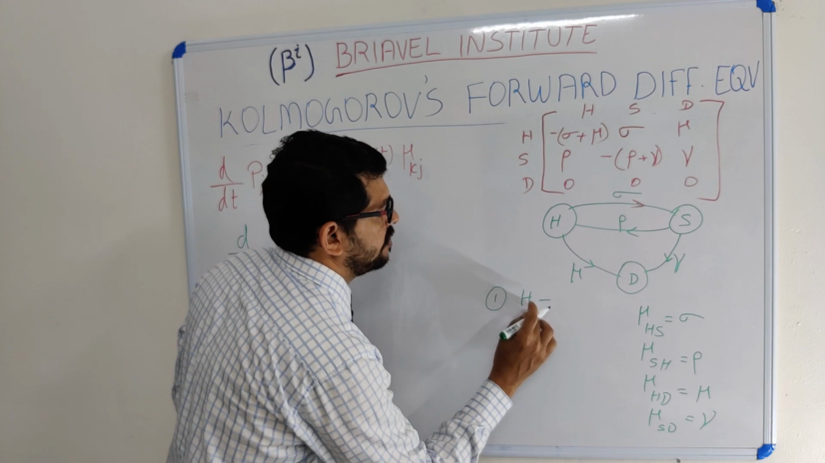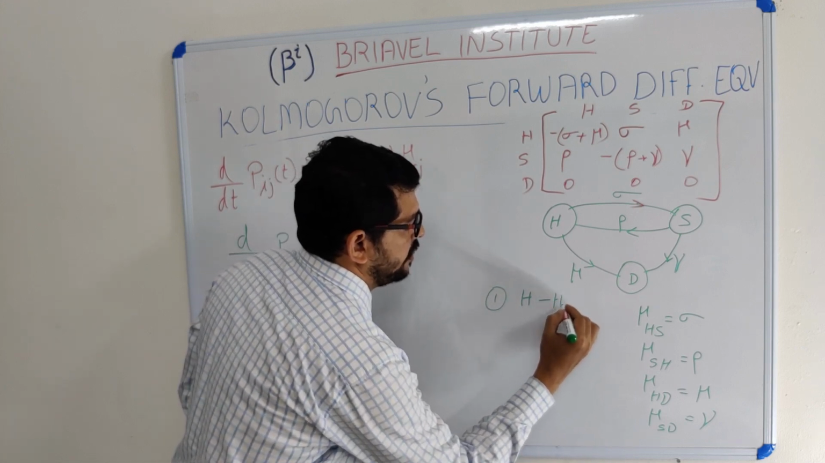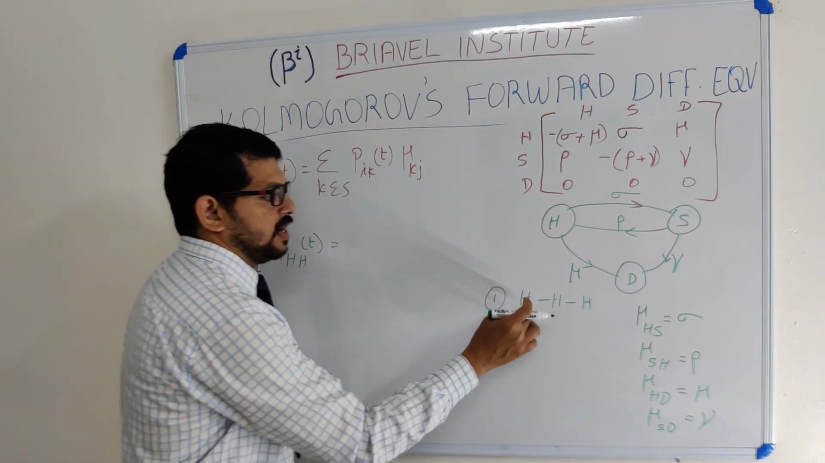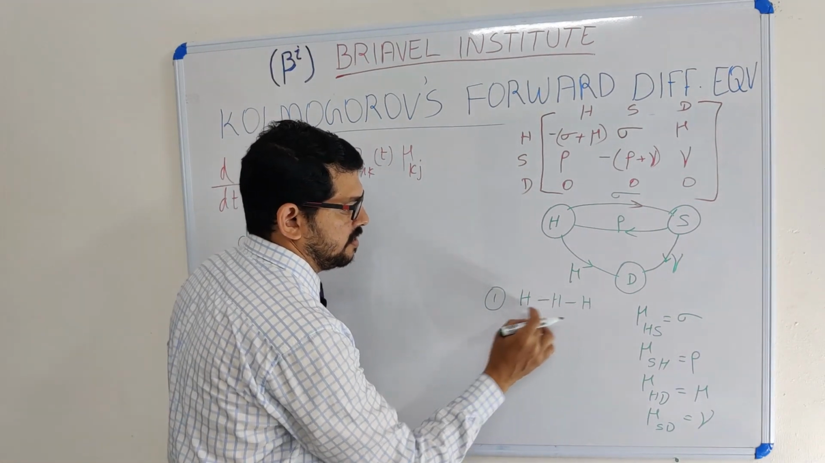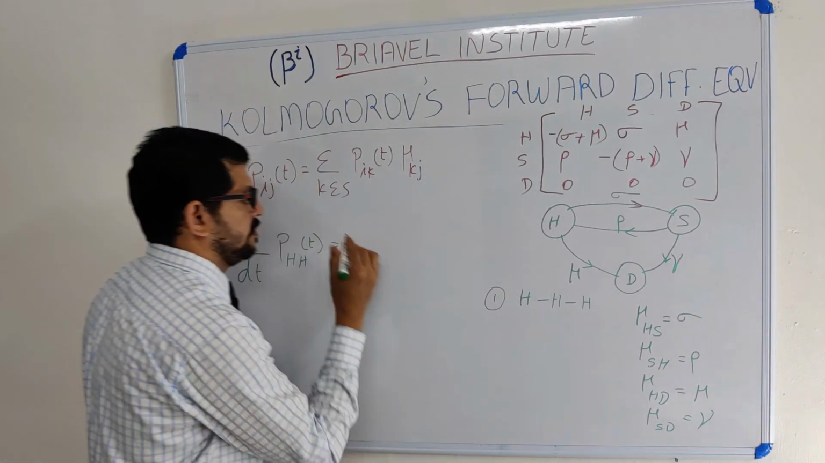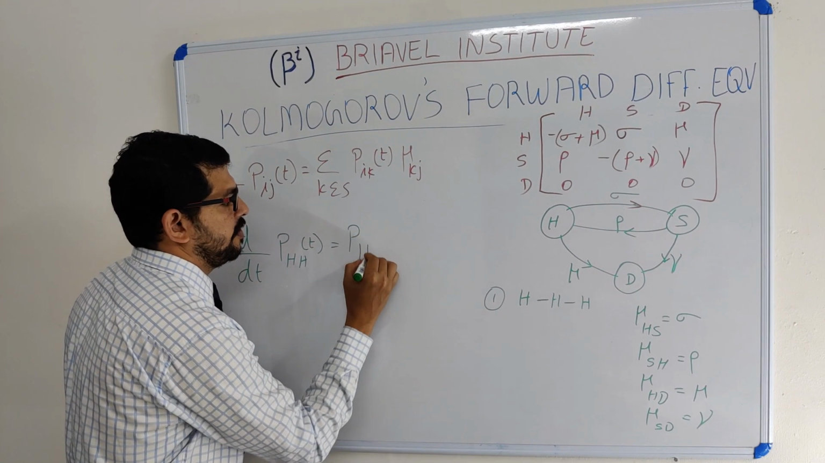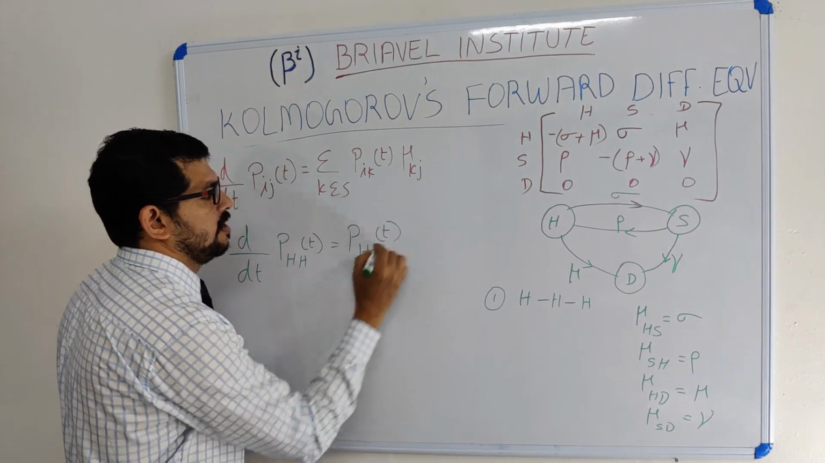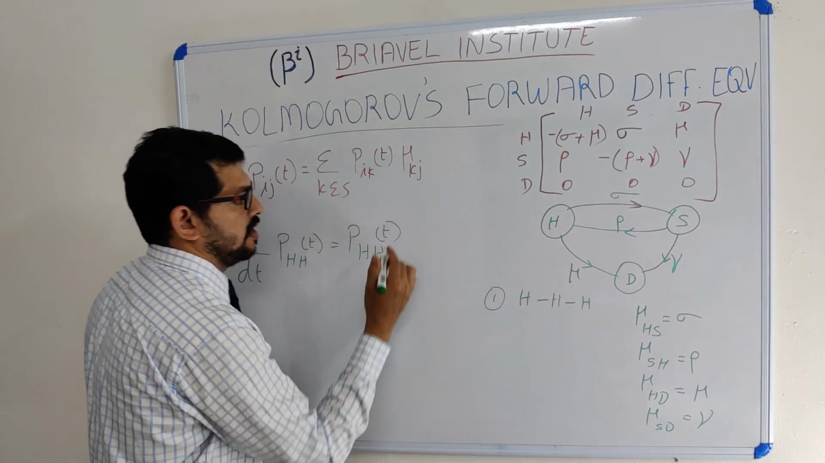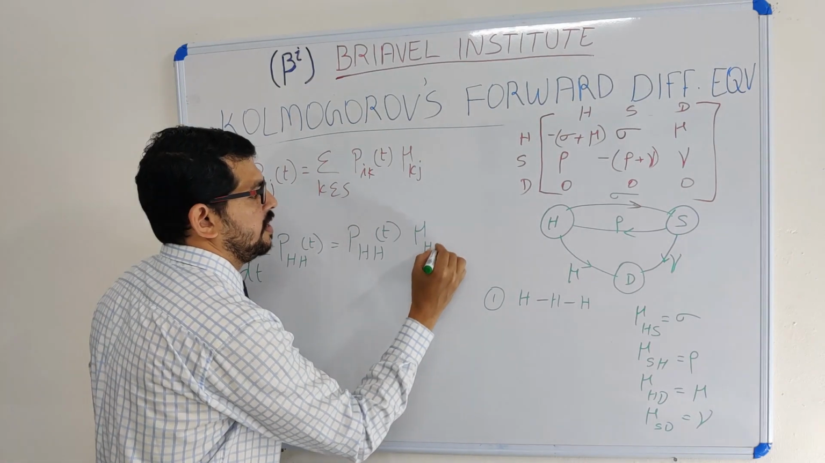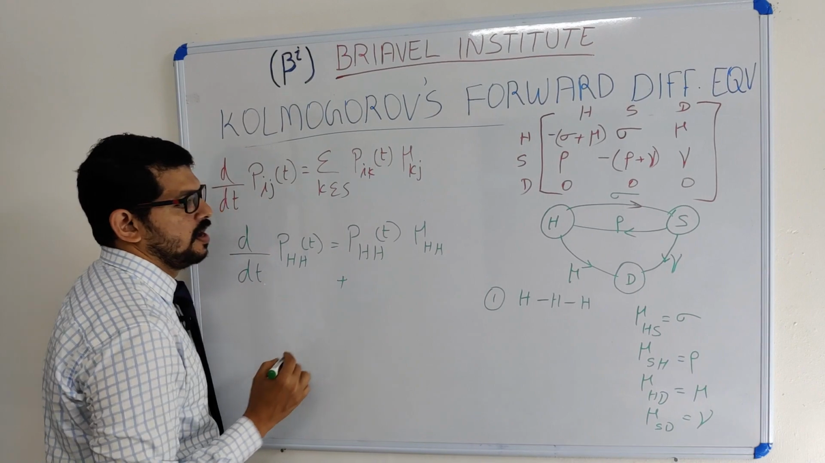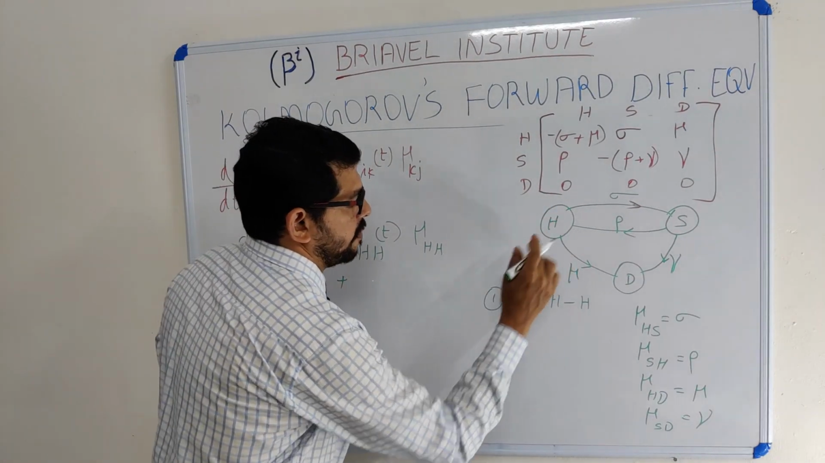First option: initially we are in the state H and we continue in H, reaching H. There is no movement, we continue in H. So you can write P of HH at time t, the probability of continuing in the same state, times mu of HH, since no transition happens, plus one more probability.